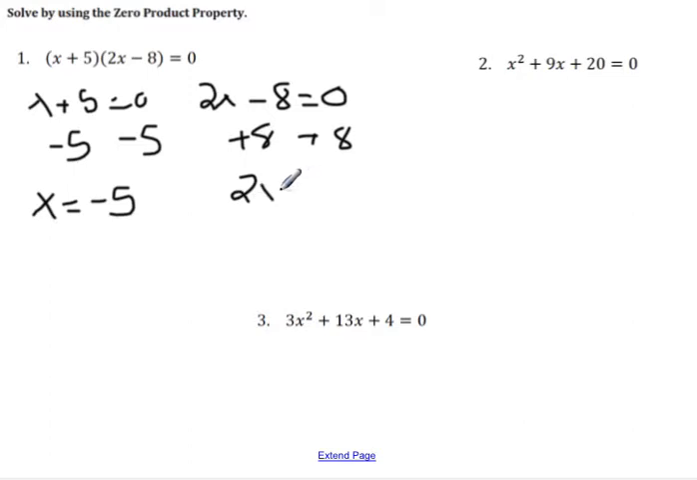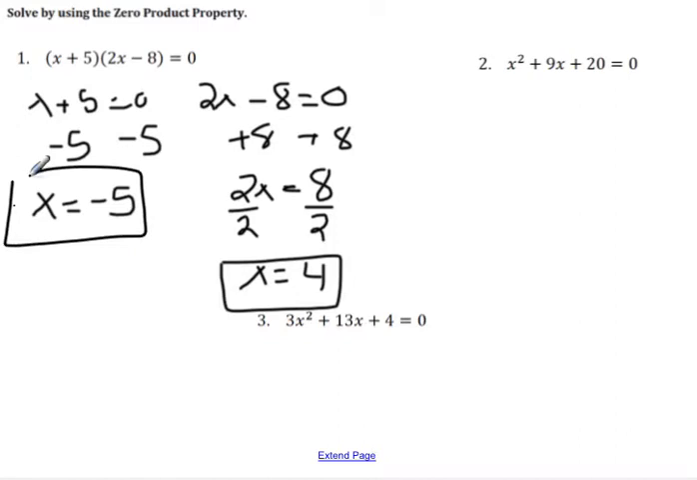For the second one, I'm going to start by adding 8 to both sides, so then I get 2x is equal to 8. Now that 2 is being multiplied by the x, so to get over to the other side, I divide by 2, and I get that x is equal to 4. So here are my two solutions for number 1. So let's take a look at number 2.